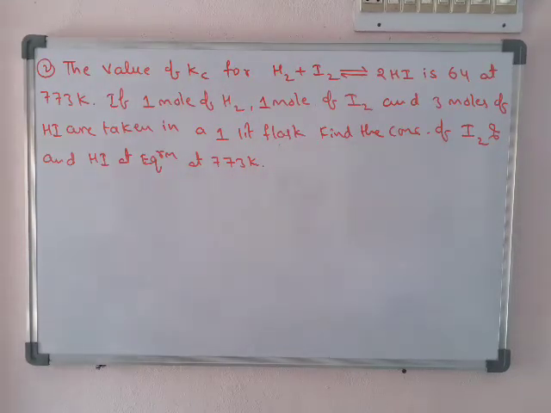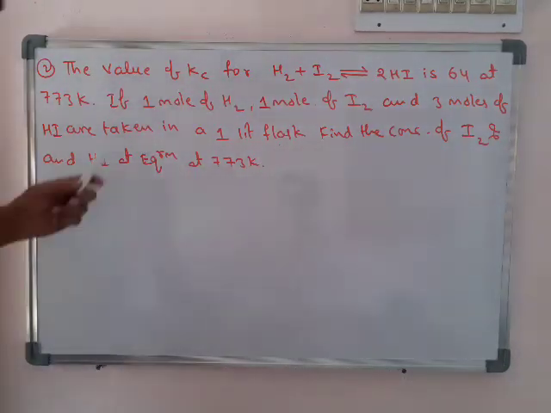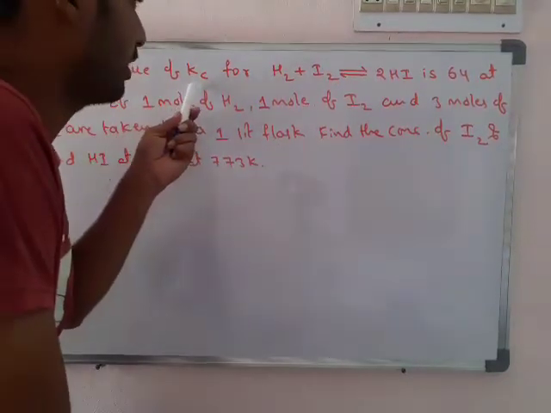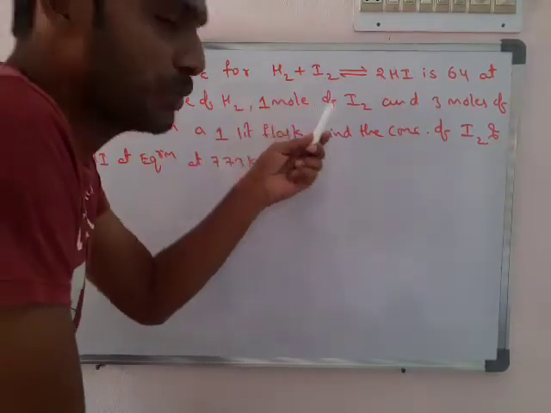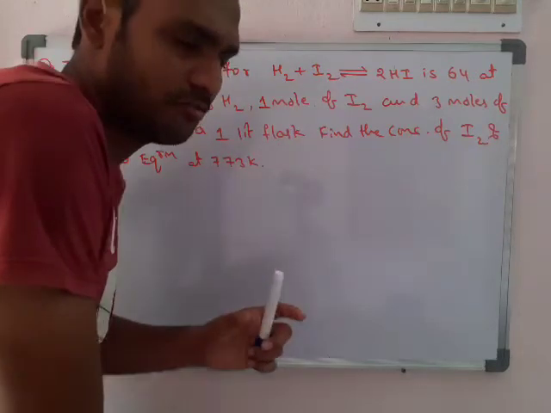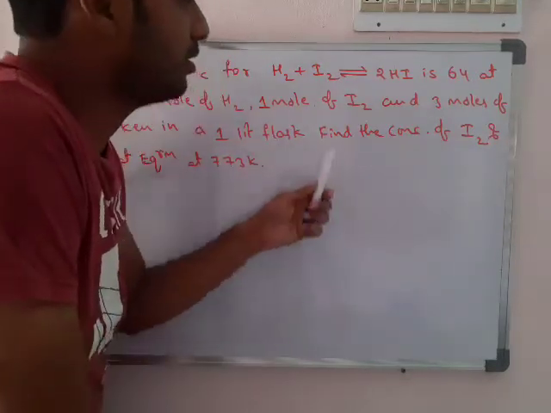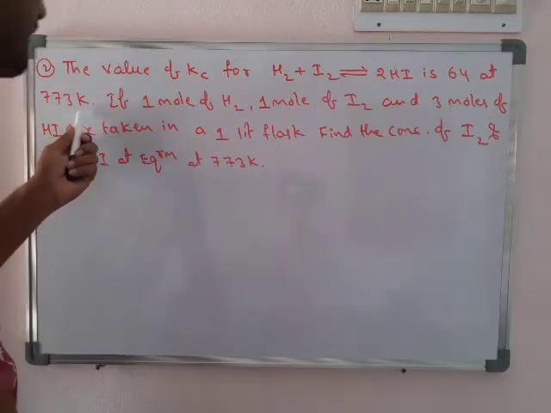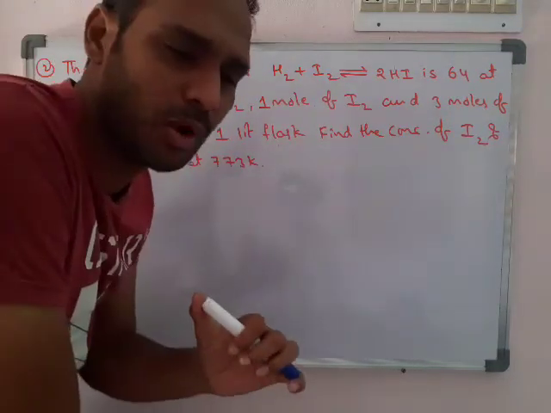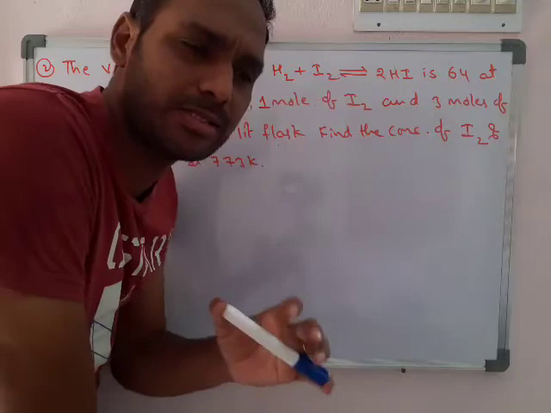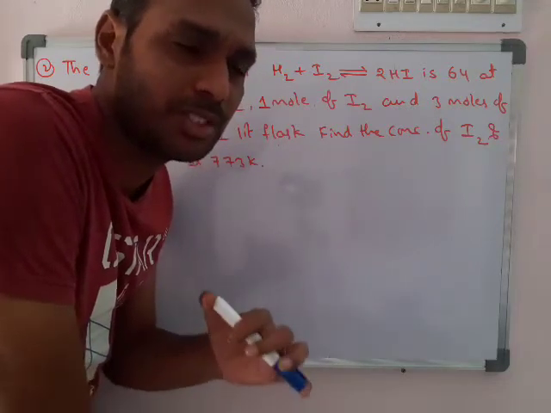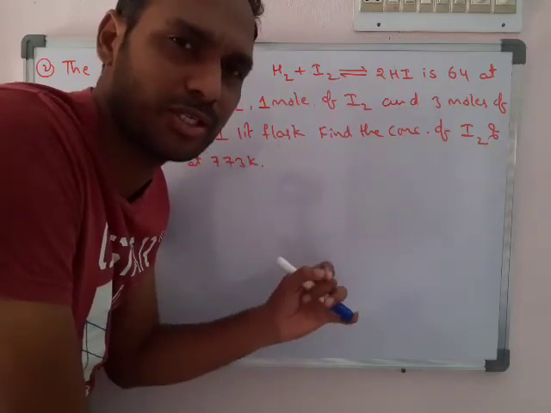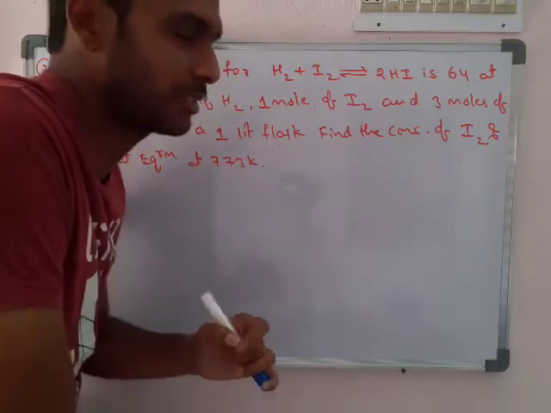See the next one. The value of Kc for H2 plus I2 giving 2HI, the formation of HI reaction, is given as 64 at 773 Kelvin. We know that the equilibrium constant value depends only on temperature. That's why they always mention the temperature.